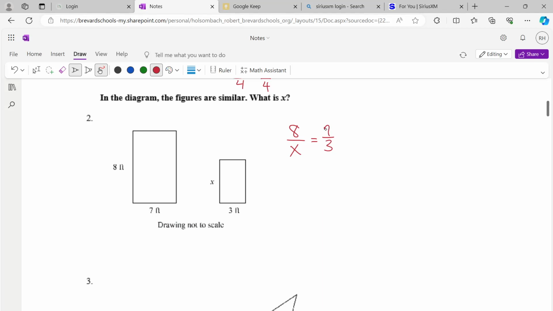Crisscross multiply, so 7 times x is 7x. 8 times 3 is 24. And divide both sides by 7. So x is about 3.4.